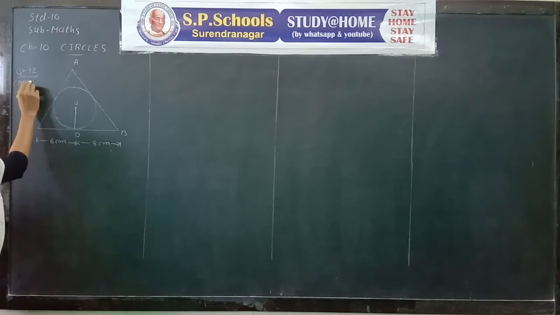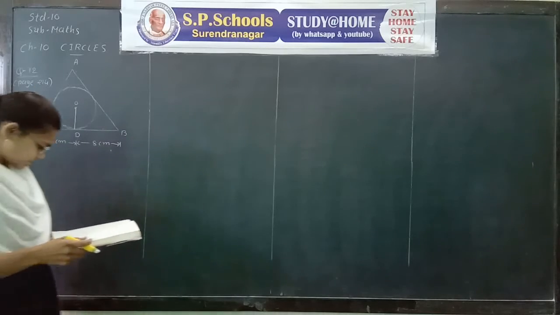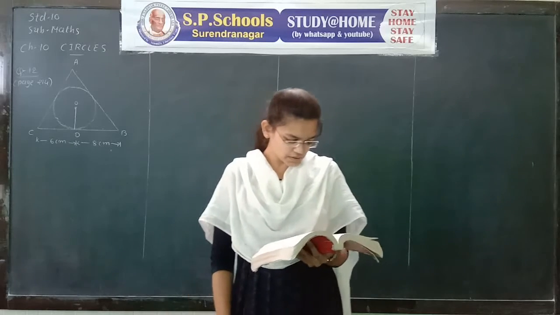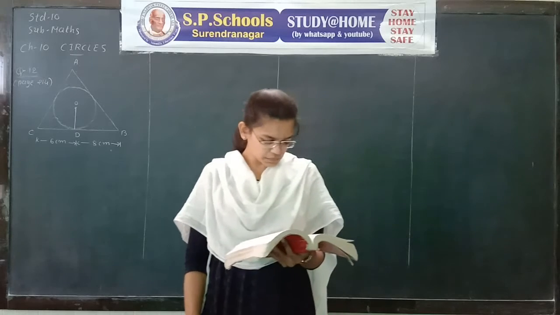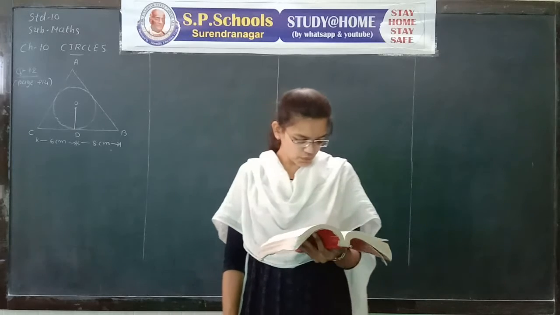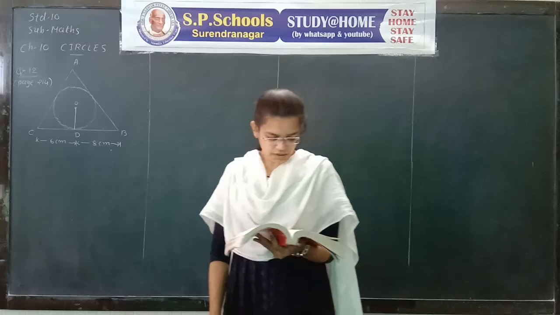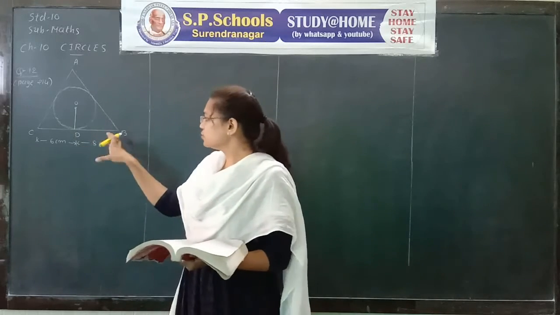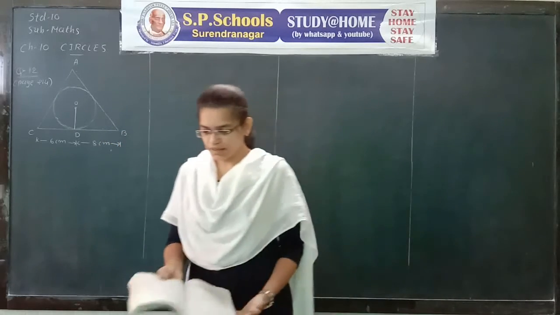See the question on page number 214. A triangle ABC is drawn to circumscribe a circle of radius 4 cm such that the segments BD and DC into which BC is divided by the point of contact D are of lengths 8 cm and 6 cm respectively. See figure 10.14. One figure is given, drawn on our blackboard. Find the sides AB and AC.